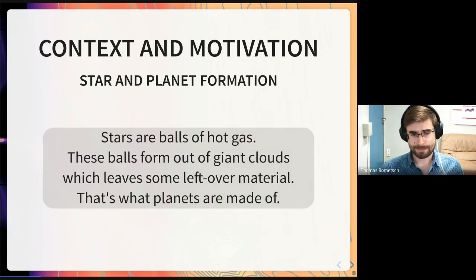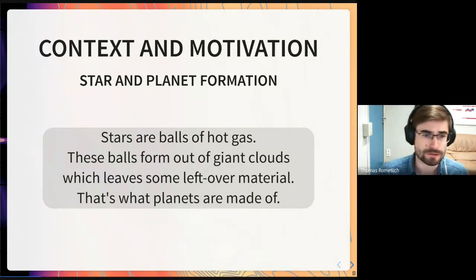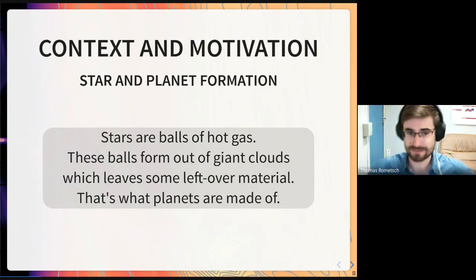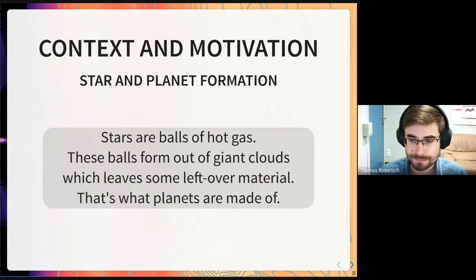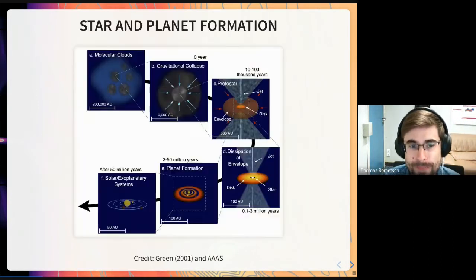And my best explanation in a nutshell is that stars are just balls of hot gas, and these balls collapse from a big cloud that leave some leftover material, and that's what planets are made of. That's the coarsest description of the story I can give. And of course, we can do a little better.